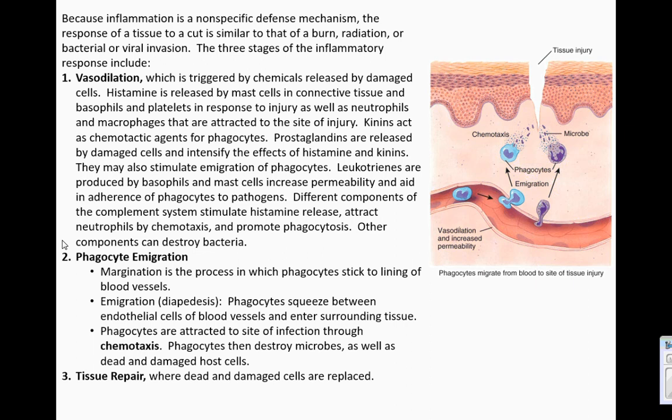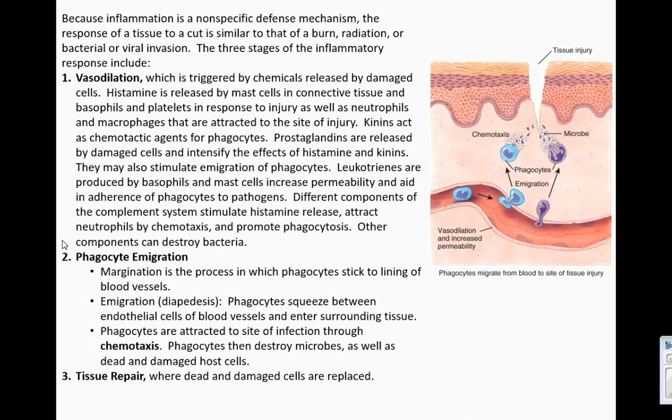Fix the damaged cells that have become obviously damaged. Here's how inflammation works. Because it's a non-specific defense mechanism, the response of a tissue to a cut is similar to that of a burn, radiation, bacterial, or viral invasion. So the 3 steps, regardless of what is causing the damage, involve, first of all, vasodilation, triggered by chemicals released by damaged cells, histamine released by mast cells in connective tissue, and basophils and platelets in response to injury, as well as neutrophils and macrophages that are attracted to the site of injury.